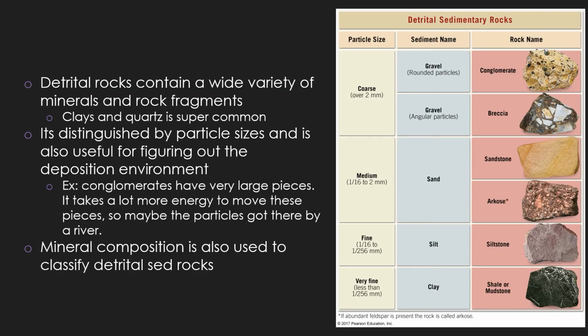So detrital rocks contain a wide variety of minerals and rock fragments. Clays and quartz are super common. They are distinguished by particle sizes and are very useful for figuring out the deposition environment. So for example, conglomerates have very, very large pieces. It takes a lot of energy to move them, so it's probably that they didn't get moved there by wind. Most likely they got moved by a river. The mineral composition can also be used to classify detrital sedimentary rocks.